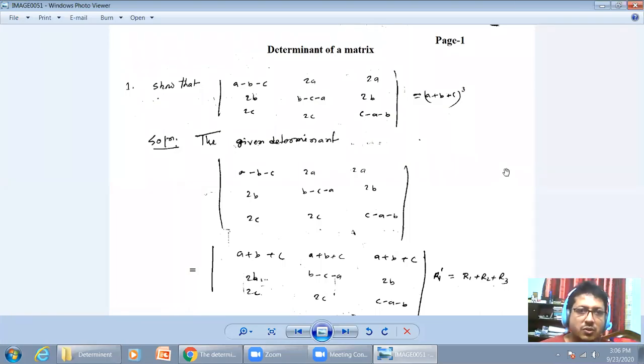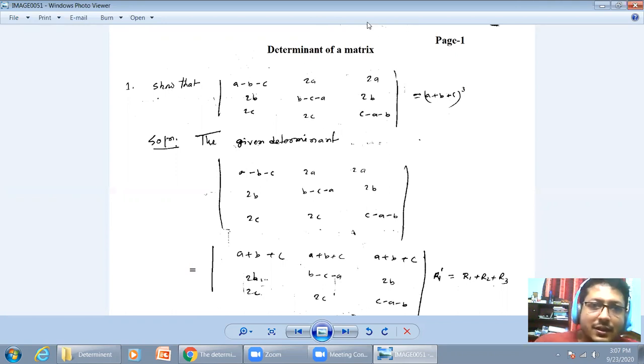Today's class topic is the determinant of a matrix. By using determinants and formulas, we can solve various mathematical problems, that means matrix problem solutions. Here we already know what a determinant is, so I'm not interested in discussing it again.